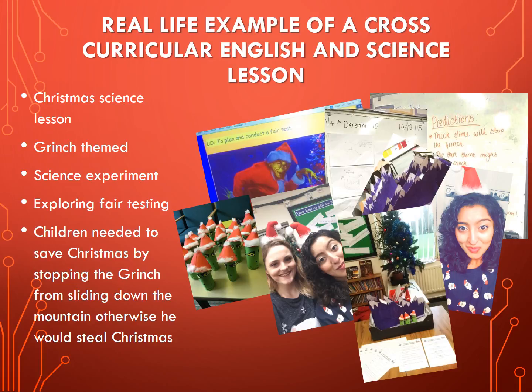The objective of the lesson was to plan and conduct a fair test. Together we planned the fair test, made our predictions, completed the test and recorded our results. The science part of the lesson was the fair test, and the English part of the lesson was articulating our ideas and recording our predictions and results. This was a fun and engaging lesson which the children enjoyed immensely. It was a good depiction of cross-curricular learning, as it showed how English skills would be used within the context of a scientific experiment.